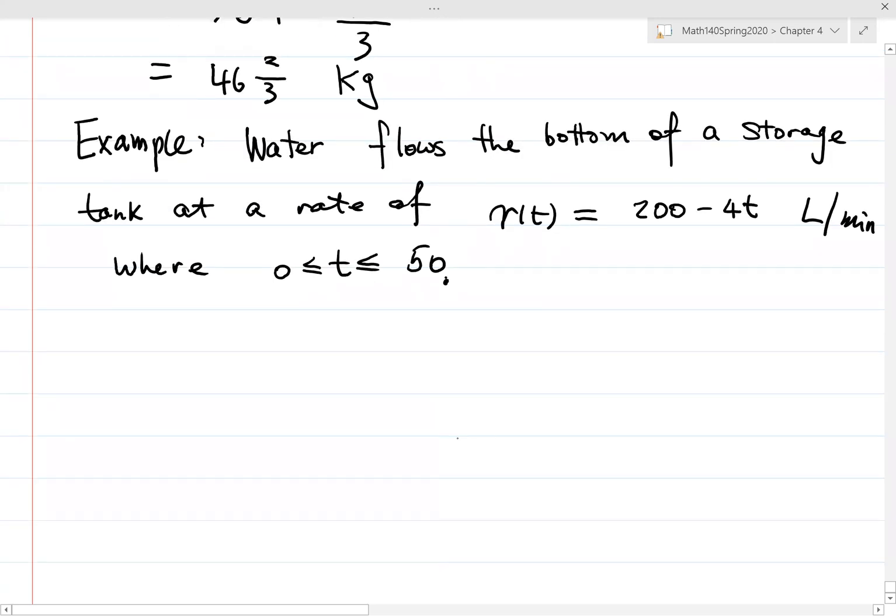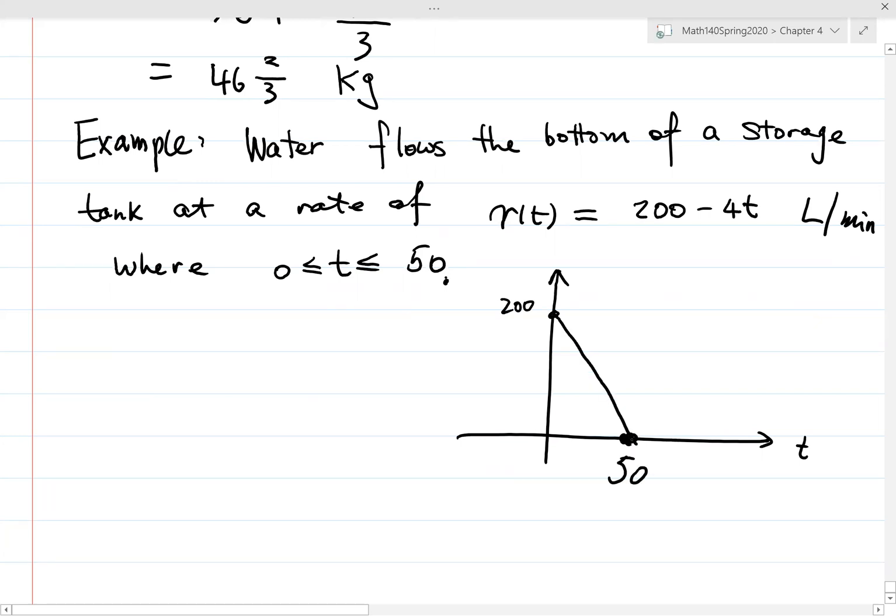So if you graph r(t), when t is 0 we get 200, and when t is 50, r is 0. Now the area under the curve will be the water that flowed from the tank.